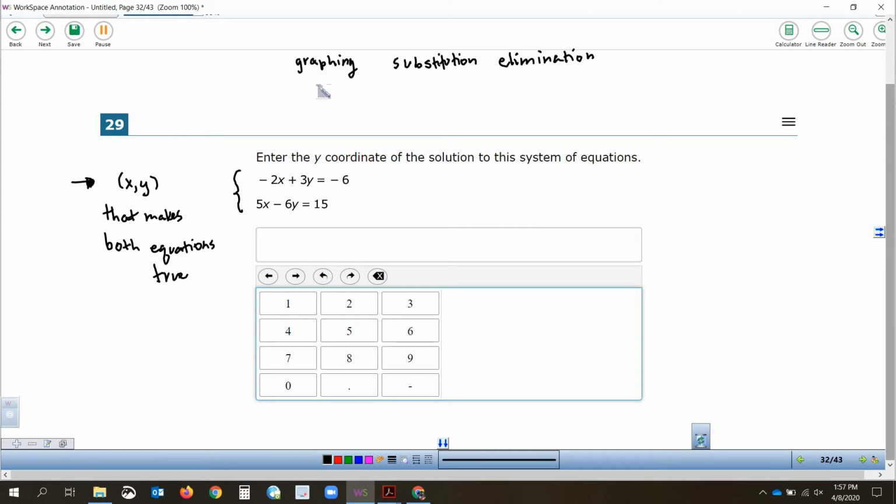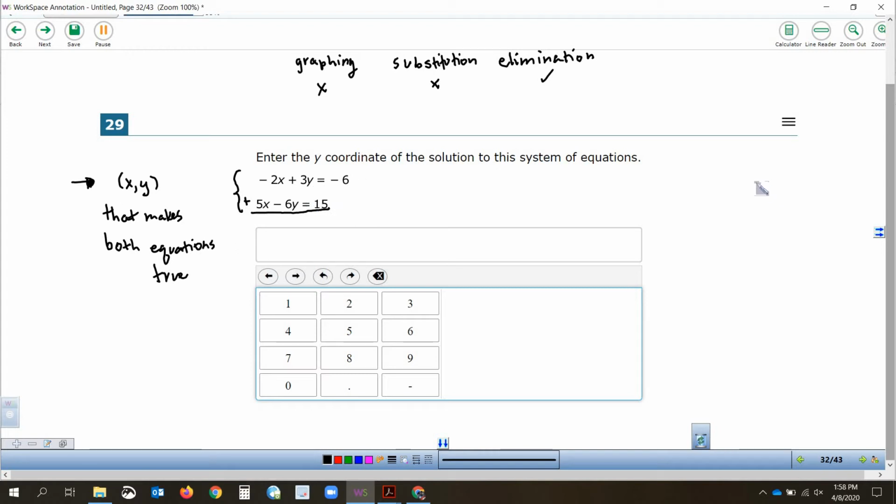Well, they didn't give us a graph to work with, so I'm not going to use graphing this time. When looking at these equations, there's not one that looks like it's easily solved from one variable to the other, so I'm not going to use substitution. Elimination is the way I'm going to go. And my favorite method with elimination is addition. So what I would like to do is add these two equations together in such a way that either the x variable or the y variable is eliminated.